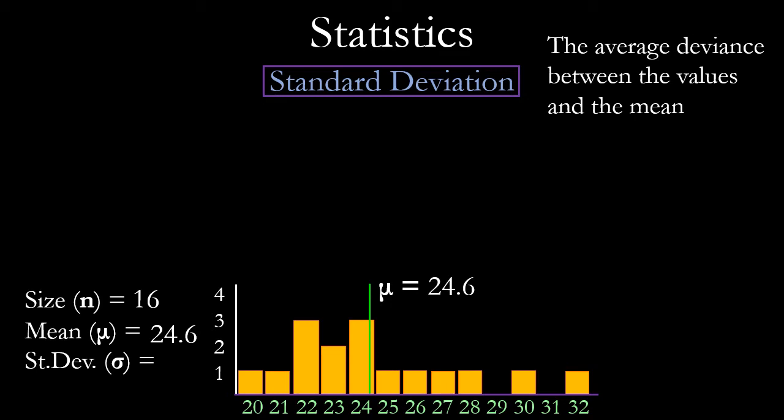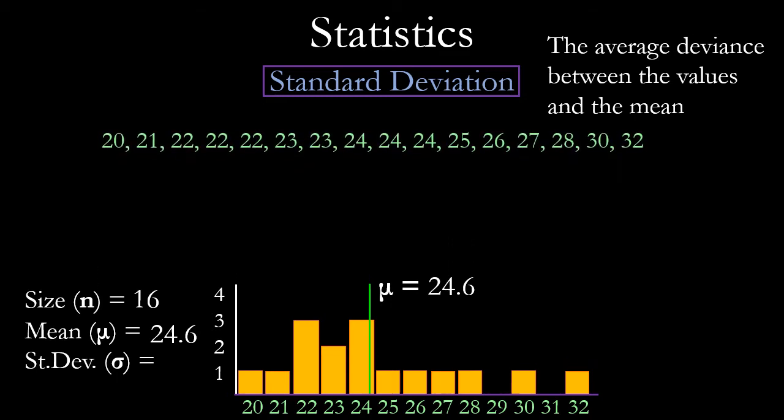And we're looking at how far each one of our data points is away from that mean, right? And then we're going to average that distance, or that deviance, from the mean. Now, right now I'm using distance and deviation interchangeably, but it's not quite the same thing, as we'll see pretty soon. All right, here are our data points.